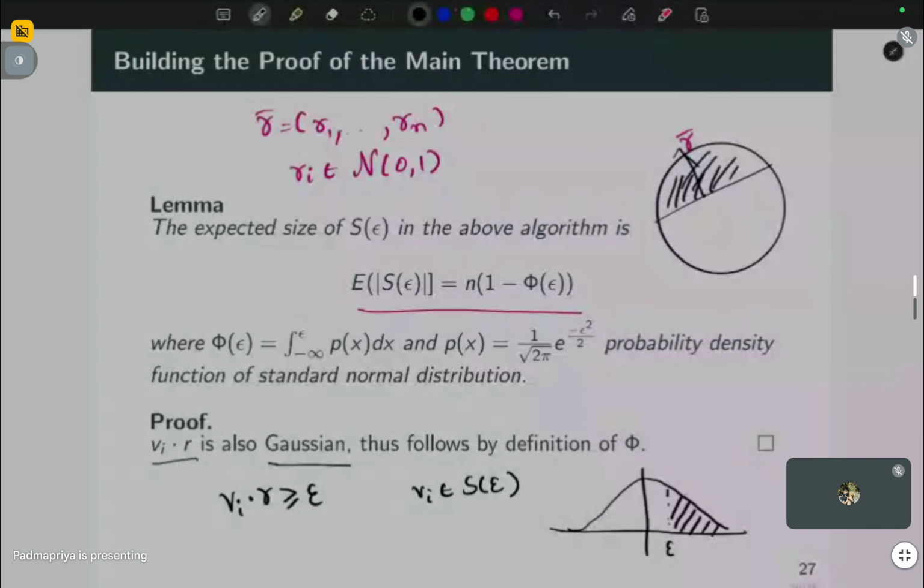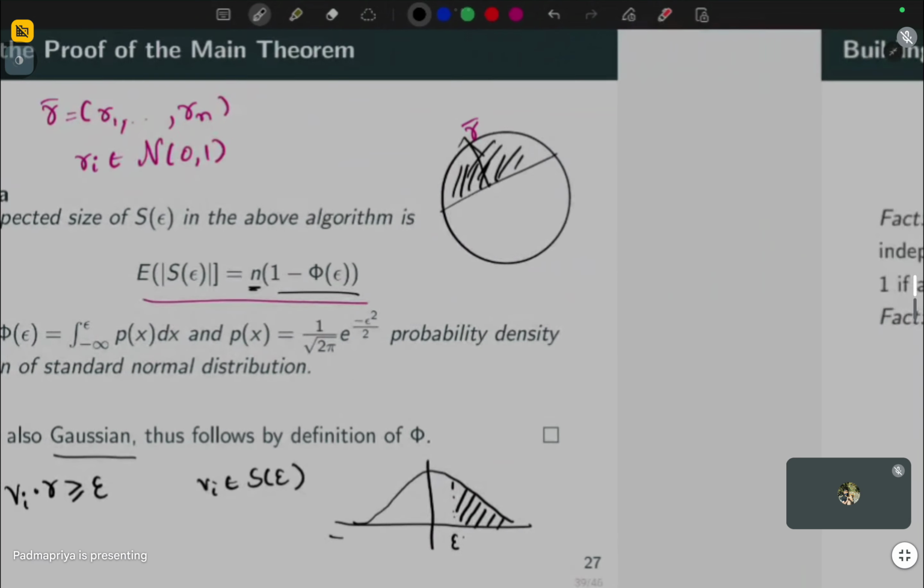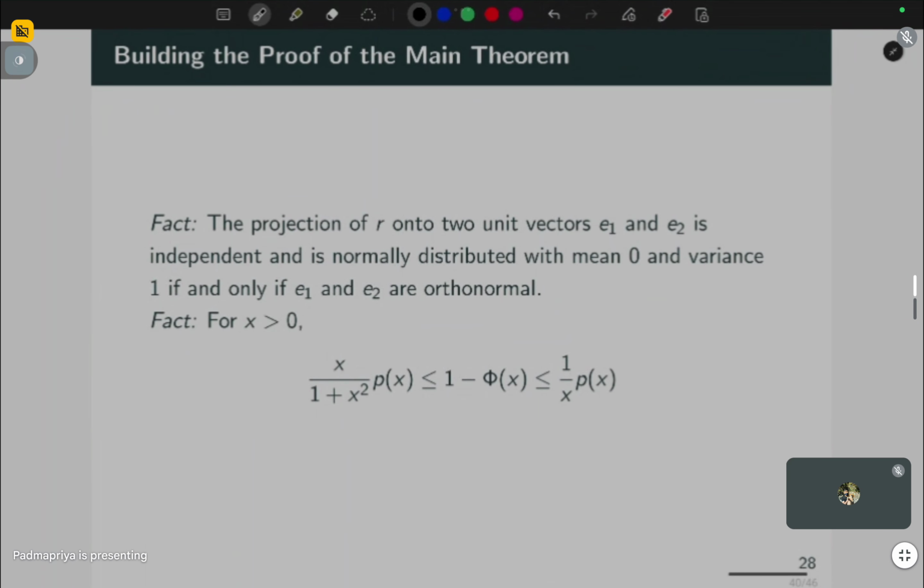So it's 1 minus this integral from negative infinity to epsilon. Thus, this size is expected to be n times of this, because each of these components are Gaussian distributed, we have n many components, and this follows. So is this lemma fine? Given this lemma, we'll go to some facts.